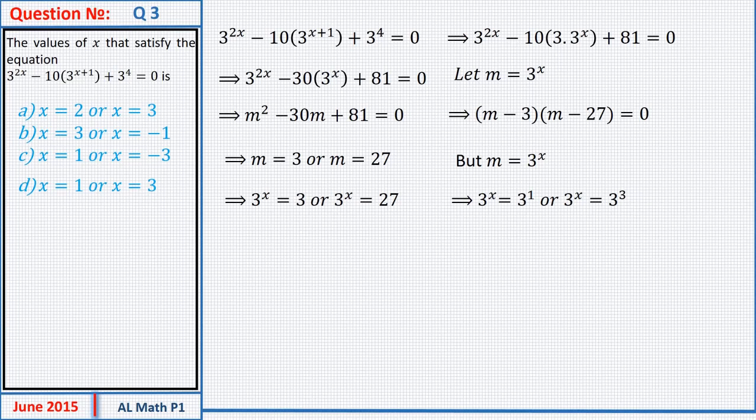Putting it in index form, we have 3 raised to the power x is equal to 3 raised to the power 1, or 3 raised to the power x is equal to 3 raised to the power 3. So this implies what? The bases are the same, which means the powers will also be the same. So x is equal to 1 or x is equal to 3. Comparing with the answers, we see the answer is okay.